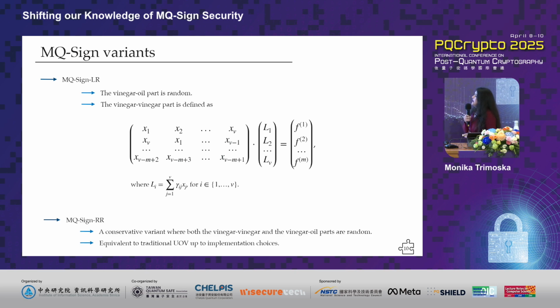And then they also have the more conservative variant, where both the vinegar and the vinegar oil parts are random. This is equivalent to the classic mathematical description of UOV. It differs from the UOV NIST submission up to implementation choices and so on. So in this work, we will attack this variant.